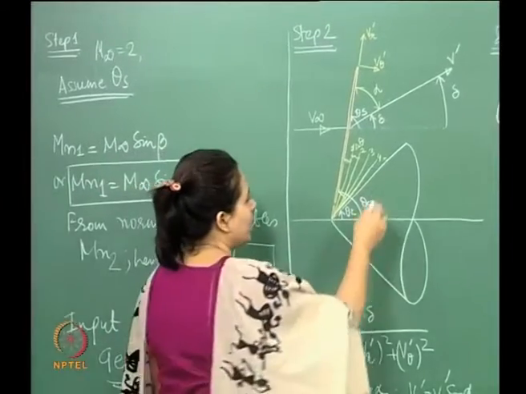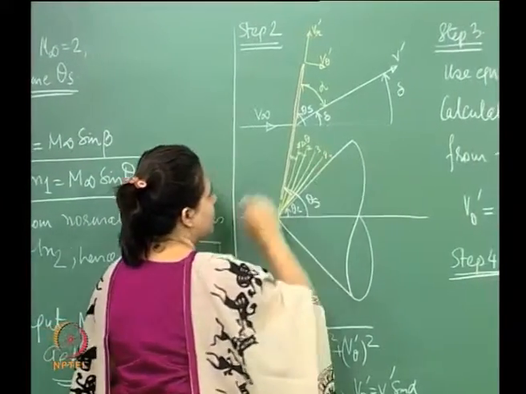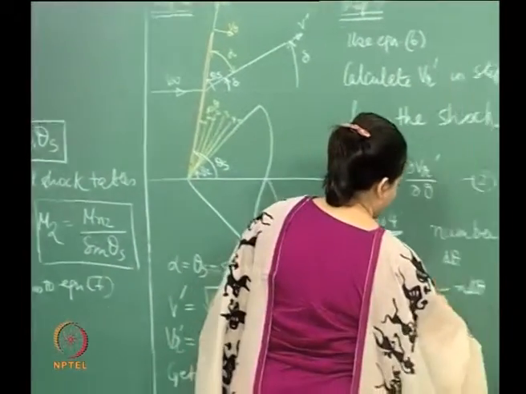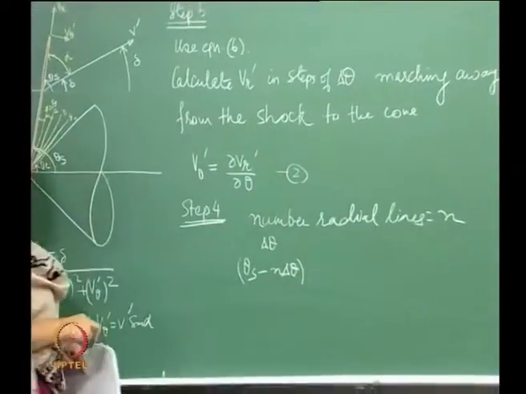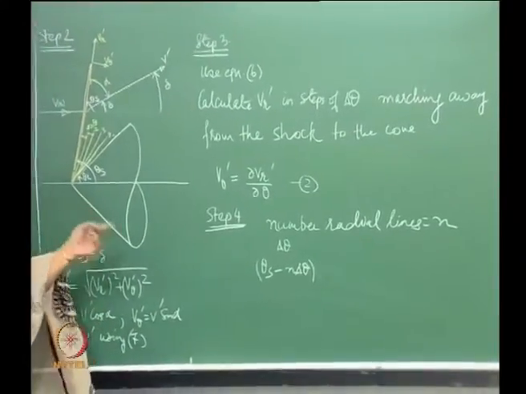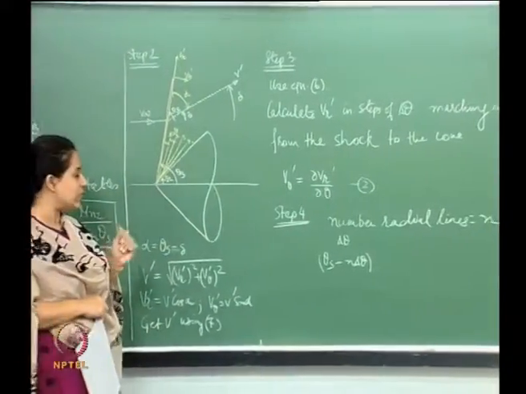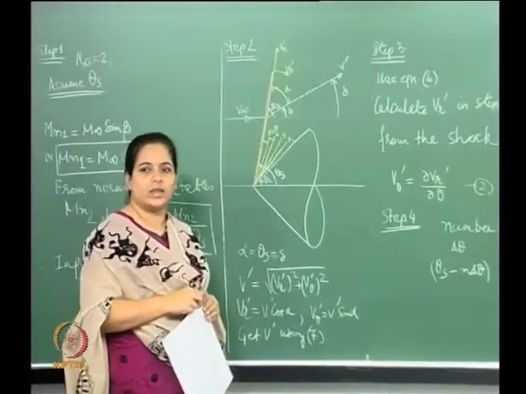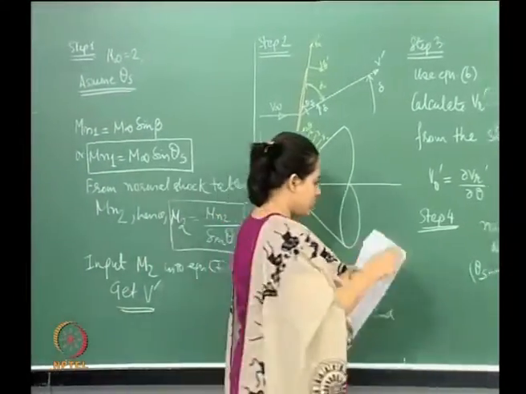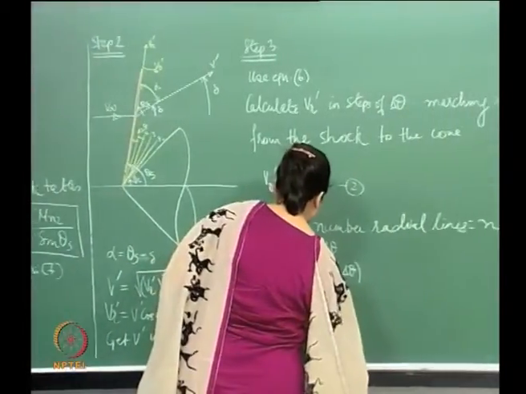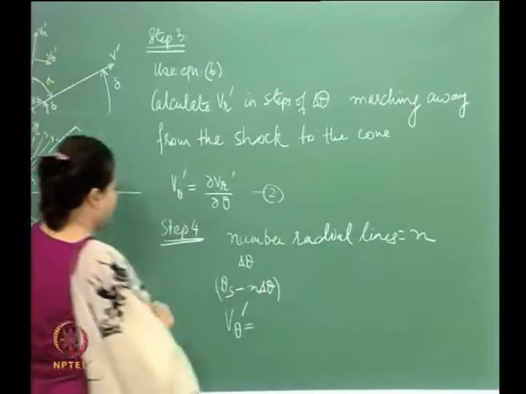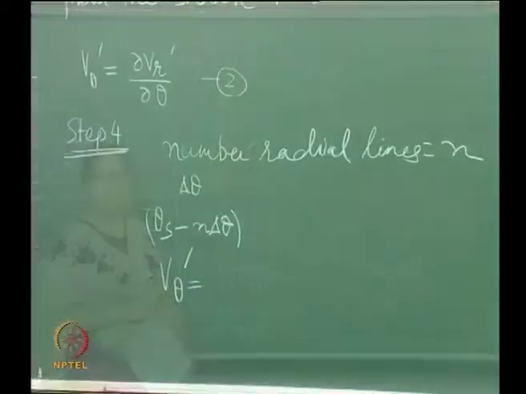Now, once we come to the surface of the cone, when we have reached this theta at this radial line, which is basically the surface of the cone, then we get a v r dash, of course. Now, what should this v theta dash be?